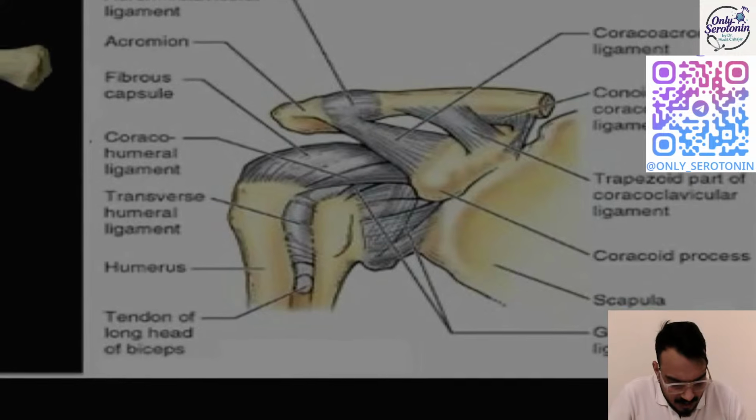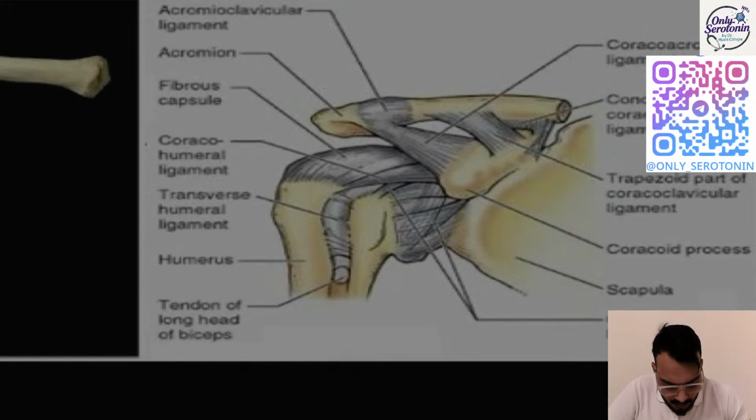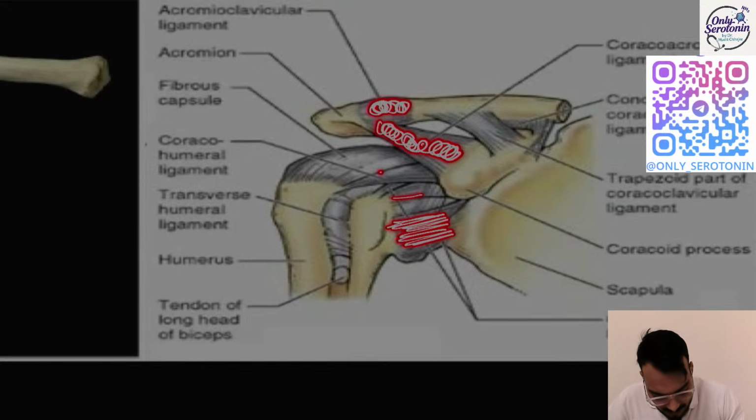What all are the ligaments, guys? So we have studied about the coracohumeral ligament, that is this one right here. We are having one more ligament, this one. This is what, guys? This is your coracoacromial ligament. Then we are having the acromioclavicular ligament, right? The fibrous capsule we have already discussed. Then we are having this ligament. This is your coracohumeral ligament.